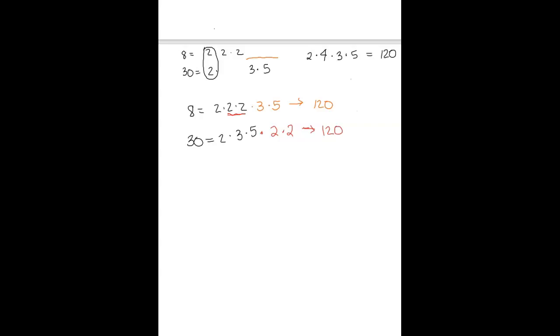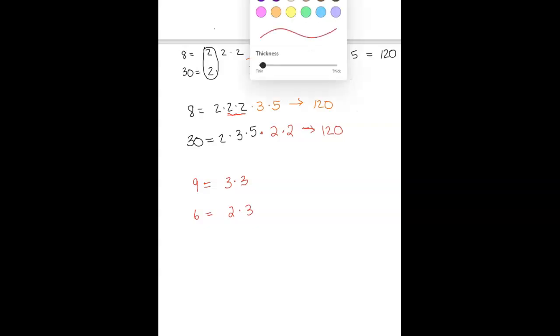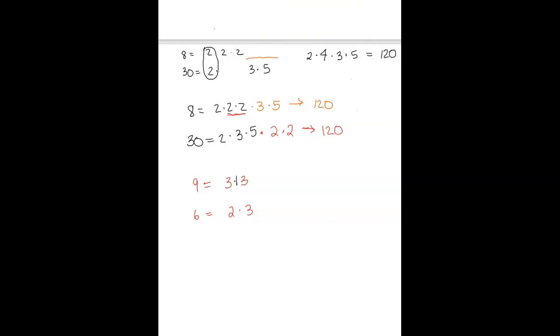All right, let's do one more quick one. I'm going to go with 9 and 6, and we'll see how that works out. So my 9 factors to 3 and 3, and my 6 factors to 2 and 3. Well, what do I have in common? I have my 3s here in common.